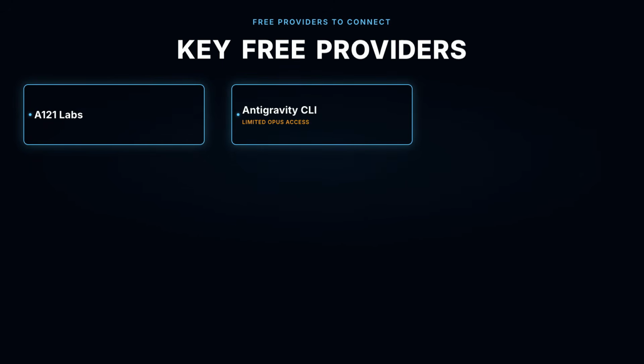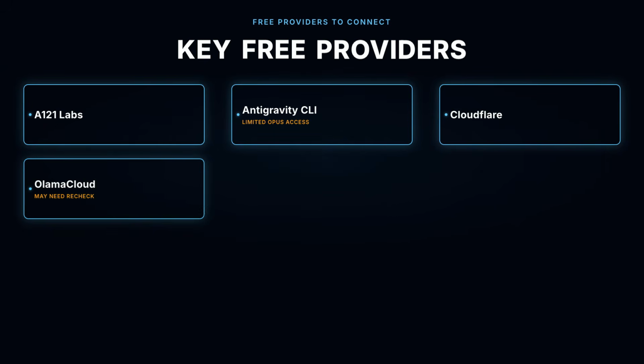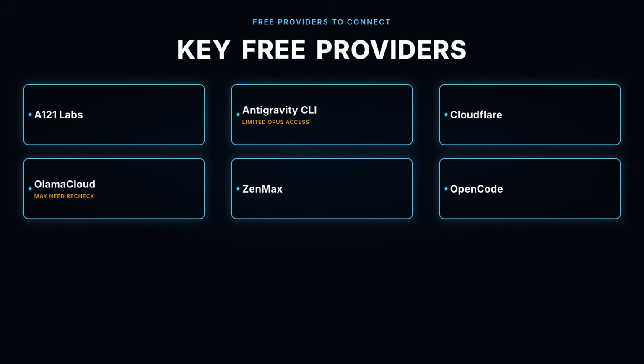Let me give you the main ones to connect. AI21 Labs, Antigravity CLI, which gives limited access to Opus, very limited. Cloudflare, Ollama Cloud. Sometimes this can cause issues. Recheck it if needed. Remove and re-add with Import Only Free, and free if there's a problem. Zen Max, OpenCode Free. Check all the others you find as well. I've given you the major ones.